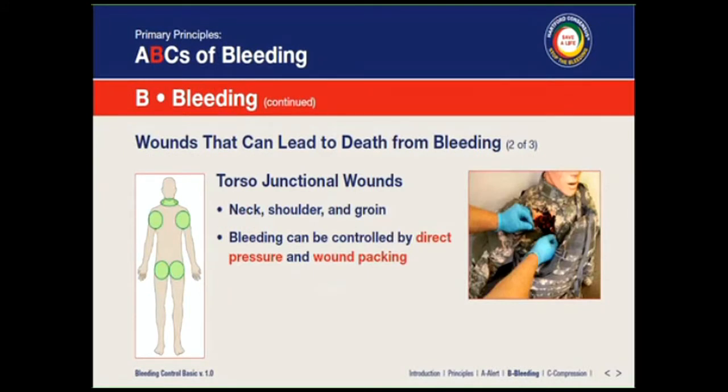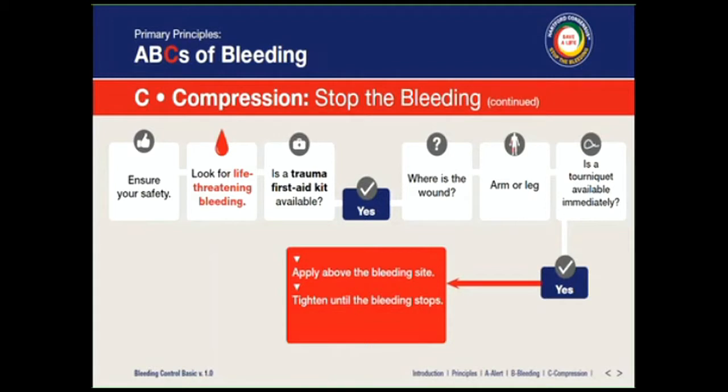The second group are what's called torso or junctional wounds. These are wounds that are in the neck, shoulder, or groin. They're wounds that really aren't amenable to control by a tourniquet. Obviously, you can't put one on the neck. And trying to place tourniquets over the shoulder or in the groin is fraught with danger, particularly of not being able to control the wound. For these types of wounds, this is where the wound packing is important. And again, either direct pressure or by actually packing the wound. Typically, these are wounds that need to be exposed and really get the feel for the size of the wound before treating folks.